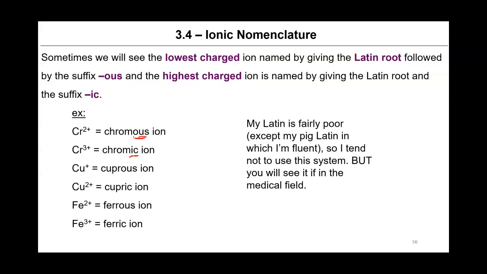Now you can kind of see an issue here because sometimes the -ous is 2 and sometimes the -ous is 1, sometimes the -ic is 3, sometimes the -ic is 2, so it's kind of a little bit all over the place. I tend not to use this system because it requires you to know that there is a higher charged cation and a lower charged cation, but you will see this in the medical field.